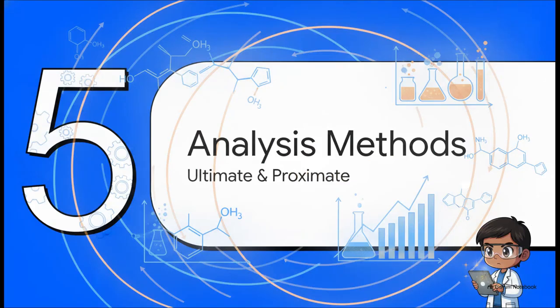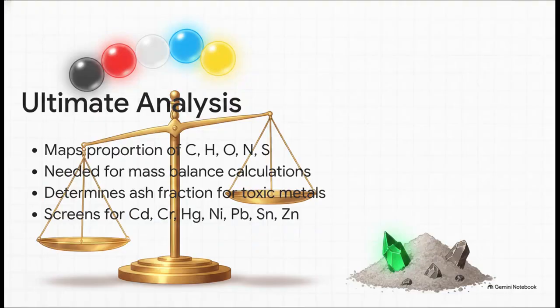Ultimate and proximate analysis. To truly optimize a waste-to-energy facility, just knowing the heating value isn't going to cut it. We have to bring in two final, highly rigorous analytical methods to map out our waste sample completely. The first one is called ultimate analysis. You can think of this as the elemental roll call of the trash. We're locking down the exact proportions of carbon, hydrogen, oxygen, nitrogen, and sulfur.